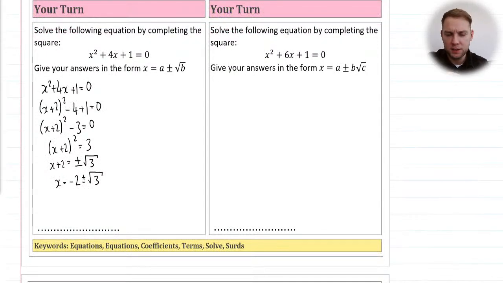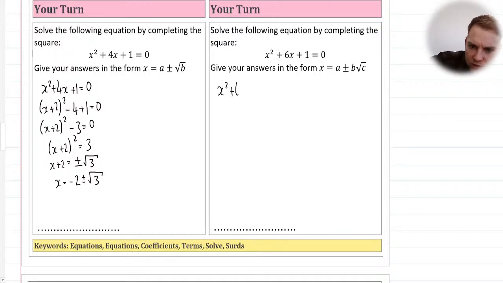Alright, so I'm going to have a little go at this one on the right hand side. So here we've got x squared plus 6x plus 1 is equal to 0. So let's complete the square first. So x plus 3 all squared minus the square inside. So minus 9 plus 1 is equal to 0. So x plus 3 all squared minus 8 is equal to 0.